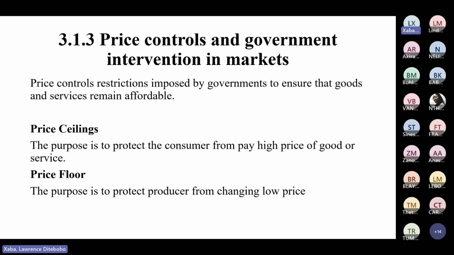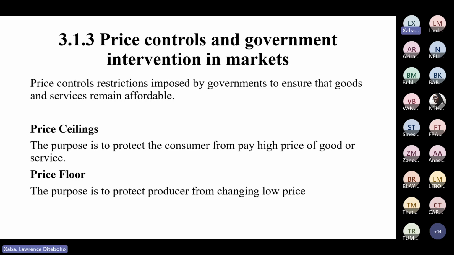So the government is helping there. The purpose is to protect the producer from charging a lower price. So they don't want the consumer to pay a maximum price, and they don't want producers to sell at the lower price. So that's what is called price control.